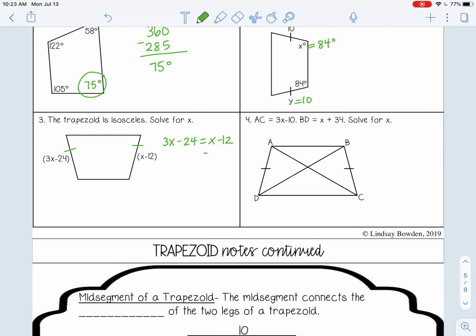So let's see, I can subtract x from both sides. Then I can add 24 to both sides. Then I can divide both sides by 2. So 12 divided by 2, that means x equals 6.